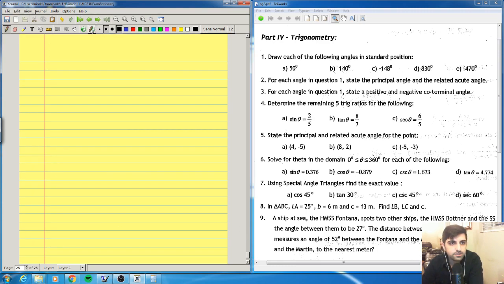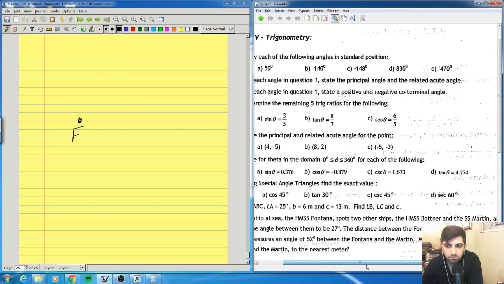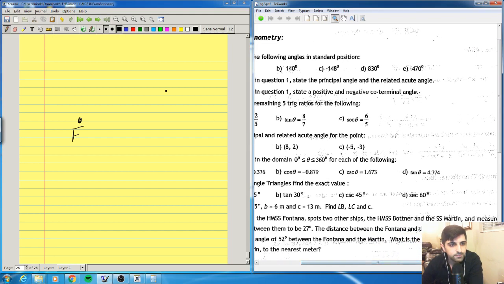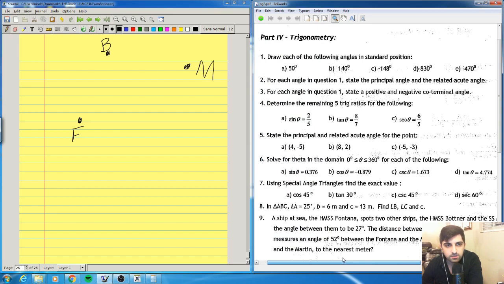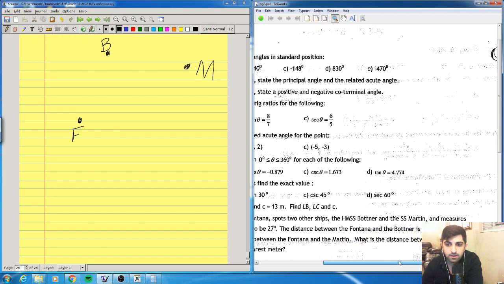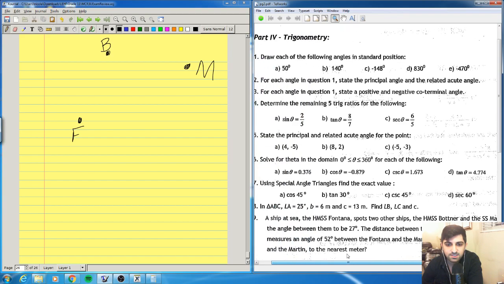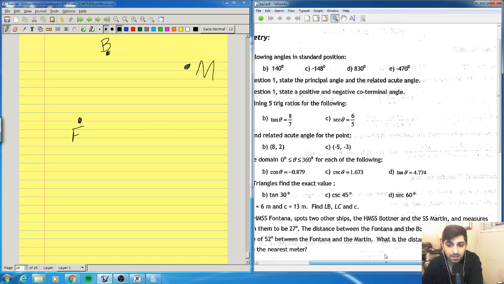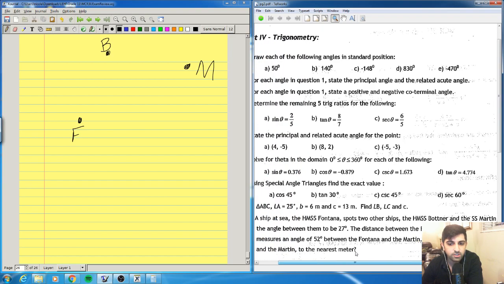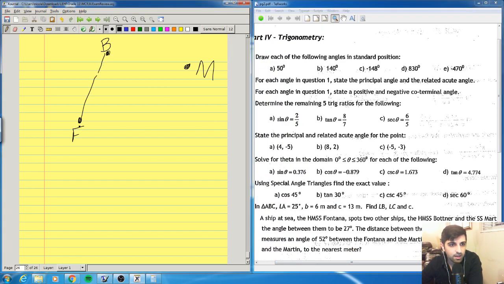And then last question, this is beautiful. We've got a ship at sea, HMS Fontana. I'm going to call it F. And then it spots the HMS Bottner and the SS Martin. So we've got the Bottner and the Martin. I'm obviously using letters to suggest each boat's name. And so the Fontana measures the angle between the Bottner and the Martin to be 27 degrees. That means this angle right here is 27 degrees.